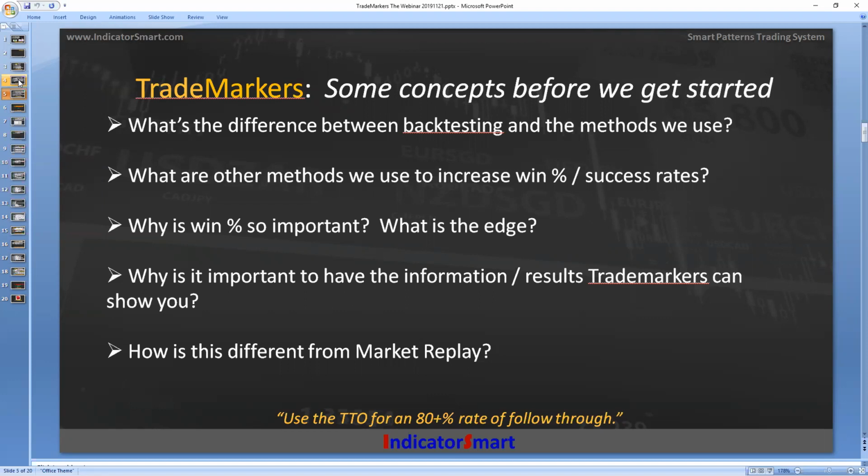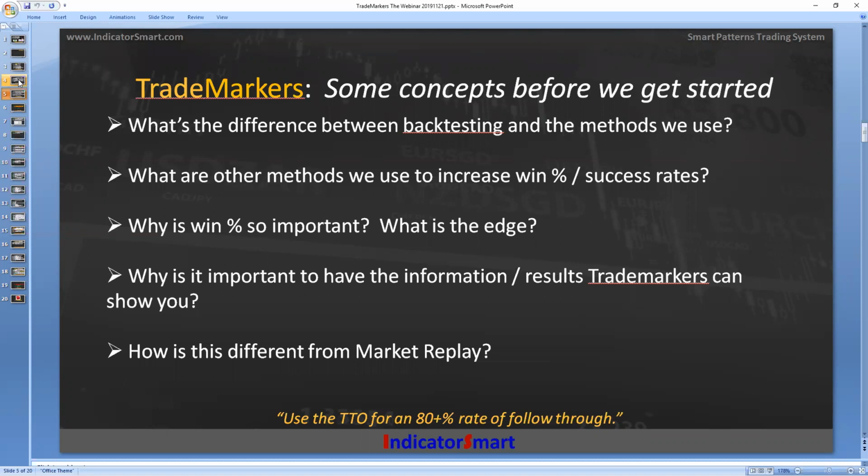We're going to talk about, and I might just talk about it right now, why is win percentage so important, and what is the edge to that? Because there's a lot of different things in trade markers that you could optimize to. You could optimize to a win percentage. You could optimize or view from the perspective of getting larger winning trades. Usually that's at the cost of the win percent. And we're going to talk about what the edge is in doing that. I'm going to introduce a concept having to do with the edge.